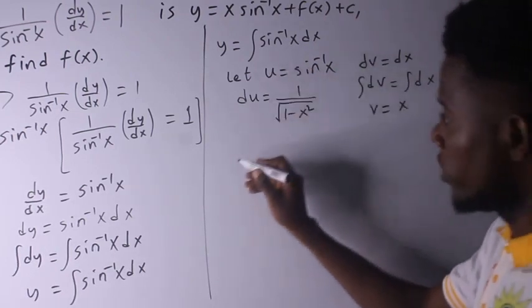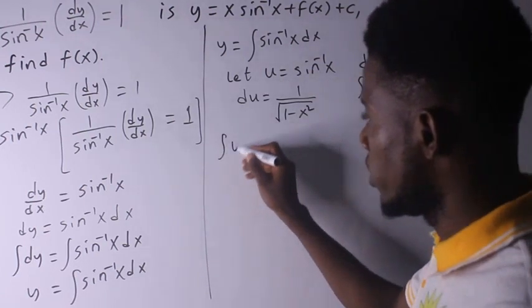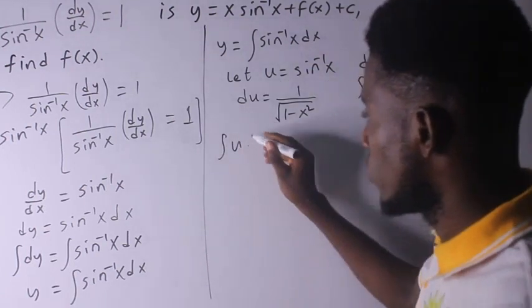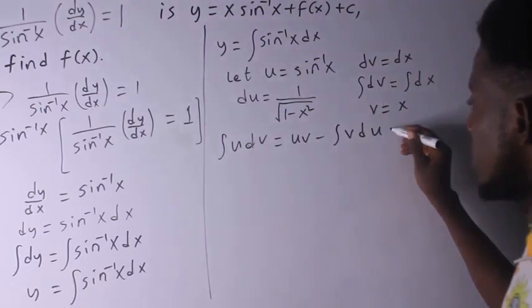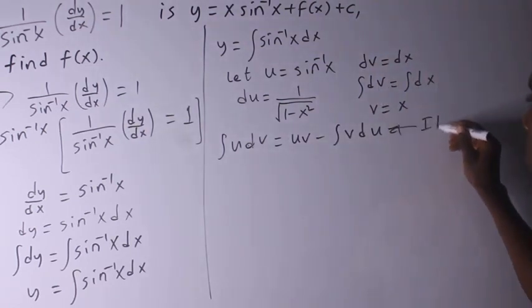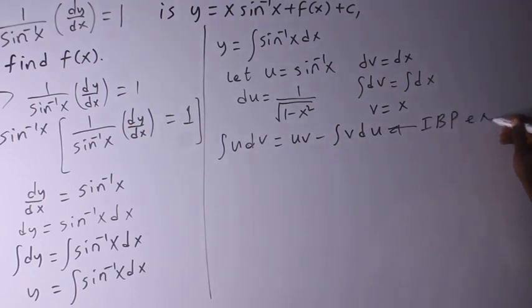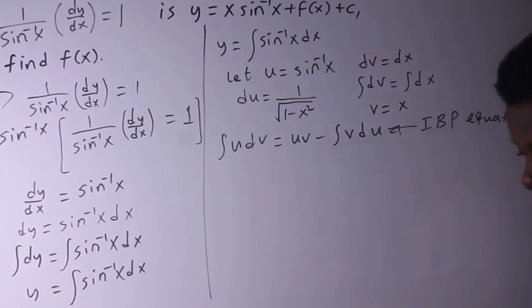So move on to evaluate this. I'm just going to write the integral of u dv. The integral of u dv is equal to uv minus the integral of v du. This is the integration by parts expression. That's the equation used for integration by parts. I'm just going to write that.